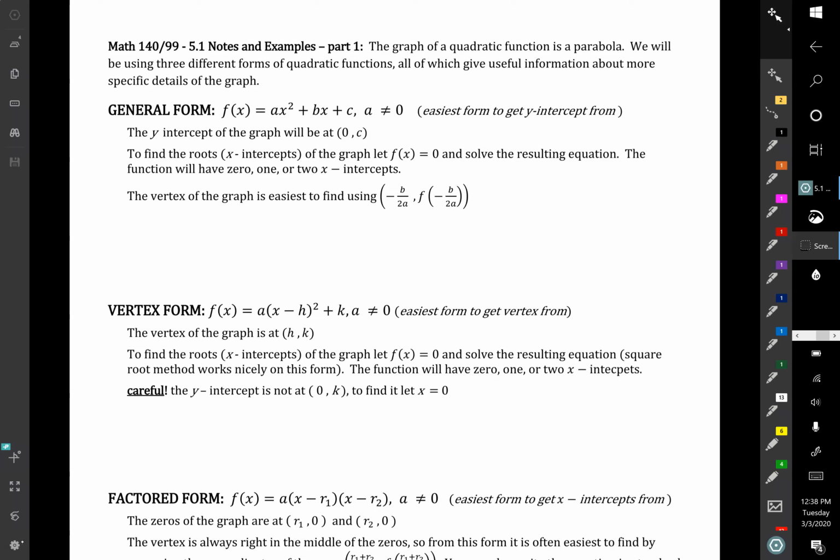I'm going to talk about the different forms of the quadratic function, and I've matched it to what your book calls it. Depending on the publisher, sometimes things are given different names, so we'll talk about that too.